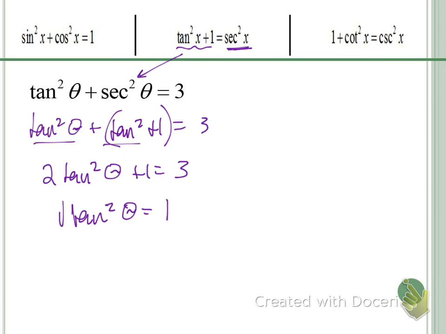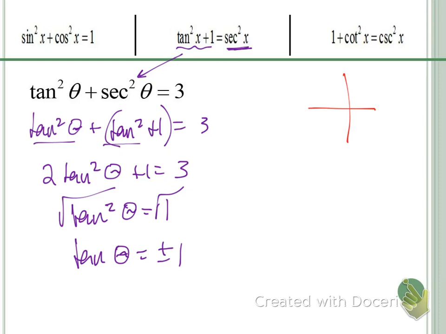So tangent squared equals 1. And then we can square root both sides. And so tangent theta is equal to plus or minus 1. Don't forget your plus or minus. Okay, so to continue solving, tangent can be positive 1 or it can be negative 1. So if we do a quick quadrant analysis, since the value itself is 1 no matter what, just the sign changes, I'm going to use one set of quadrants to do this.